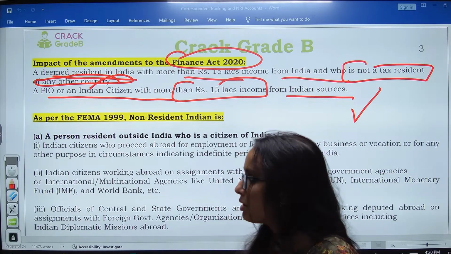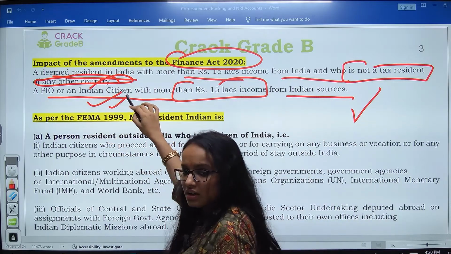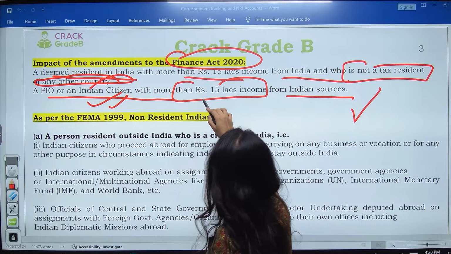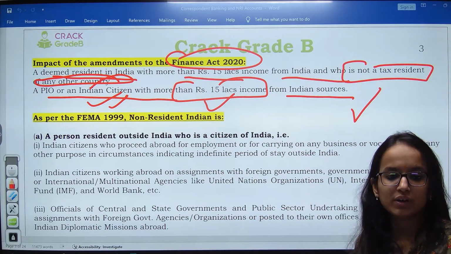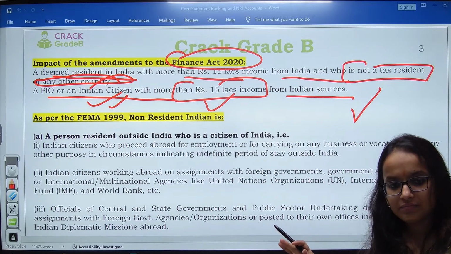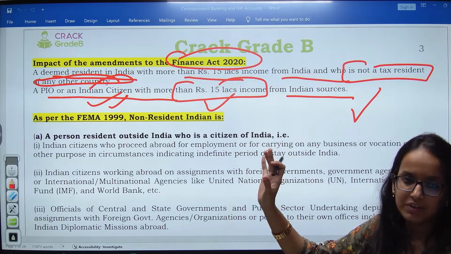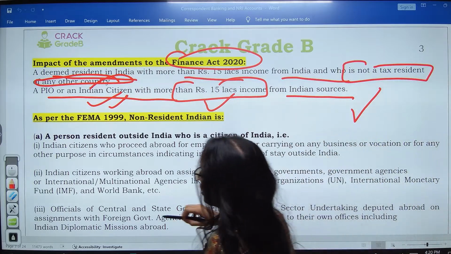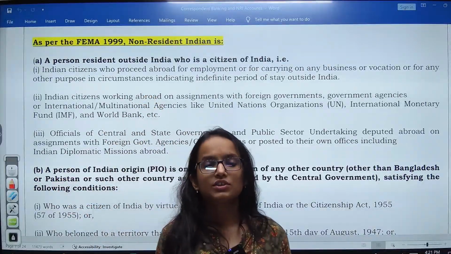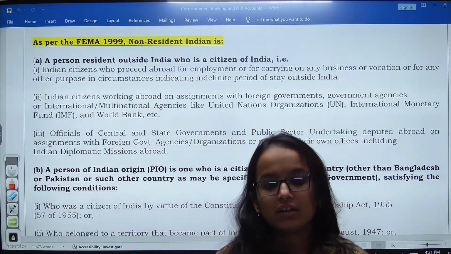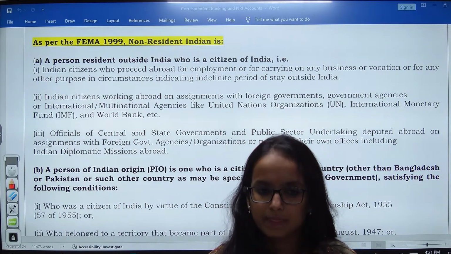Are you getting my point? So this was the impact, that a PIO or an Indian citizen can be deemed to be a resident with more than 15 lakh income from Indian sources by this amendment to the Finance Act 2020. Clear? But originally it was only for NRIs, as I told you specifically. So these were the definitions which we have seen on the basis of the Indian Income Tax Act of 1961 of India.